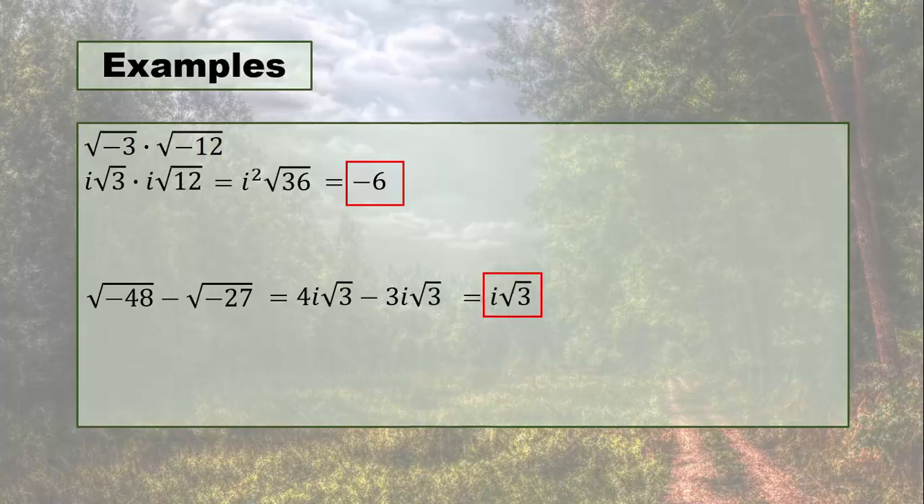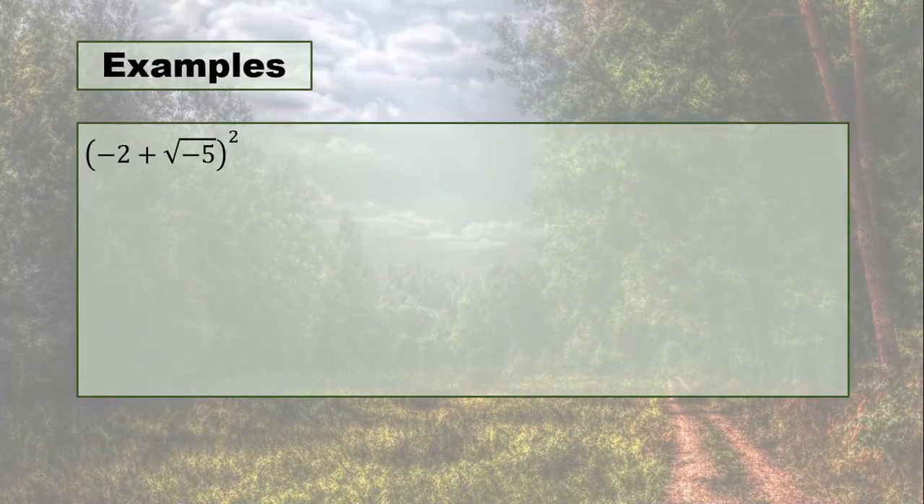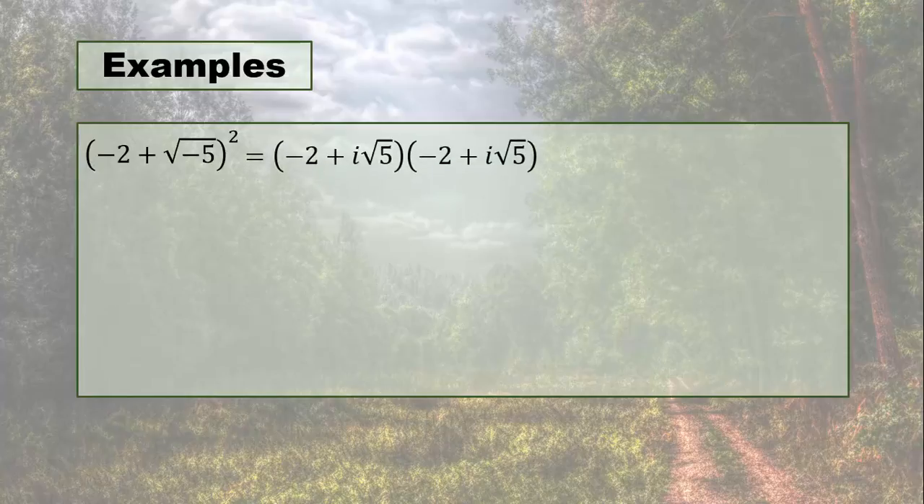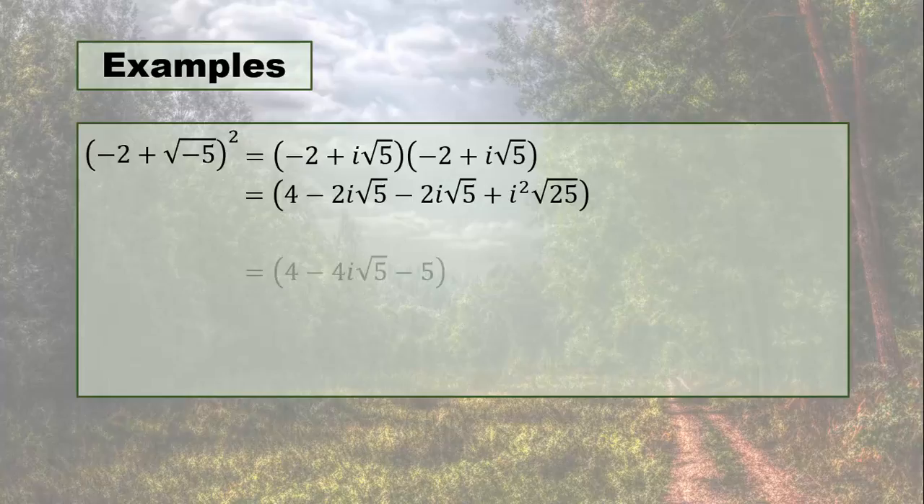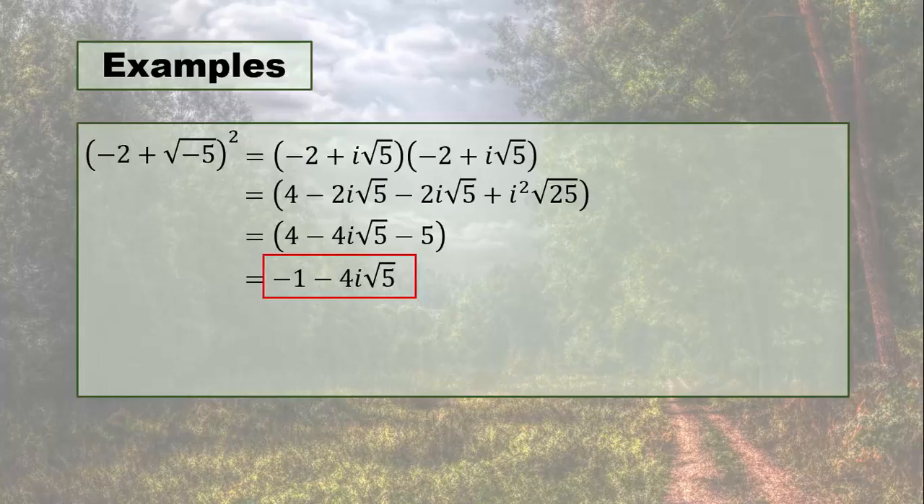All right, let's do another example. Say we have -2 plus the square root of -5, squared. Pull the i's out first. You guys take it from there and finish it off. Pause the video while you do it. Okay, what do you get? After all is said and done, you should have -1 minus 4i square root of 5.